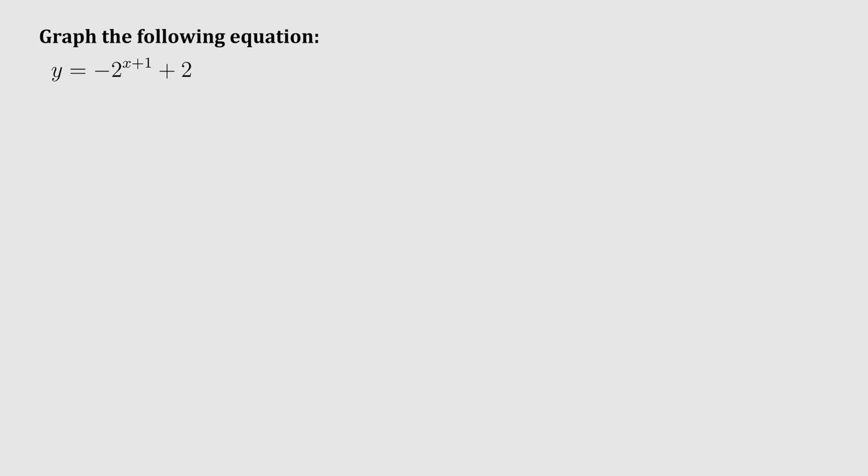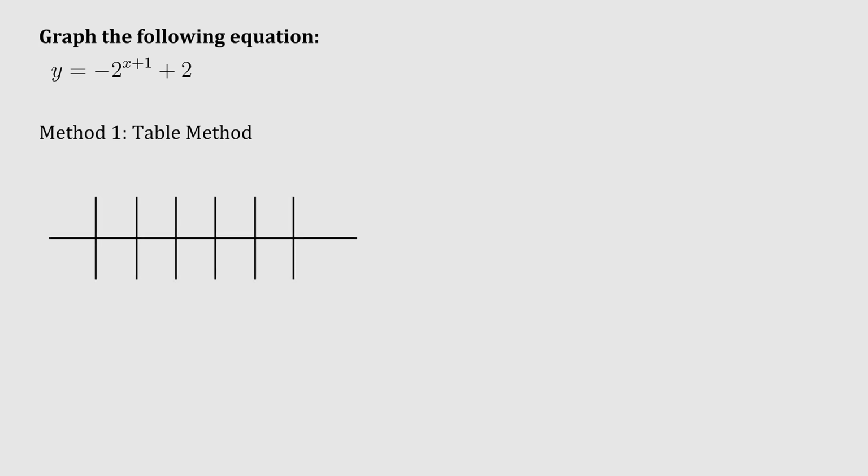Graph the following equation: y equals negative 2 to the power of x plus 1, and then plus 2. Firstly, we're going to look at the table method. You start by choosing values for your x. I started mine with negative 2 all the way up to positive 2. To get your corresponding y values, you need to substitute your chosen x values into the equation. Here, f of minus 2 is 1.5.